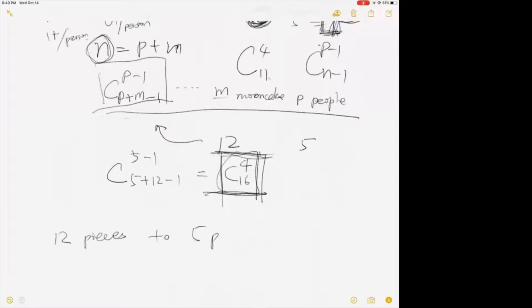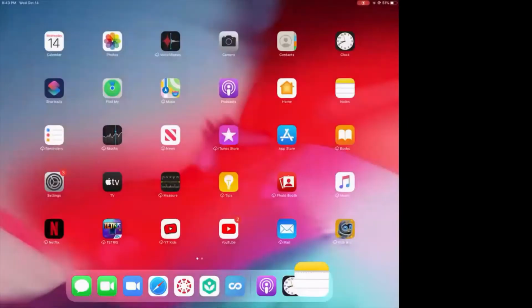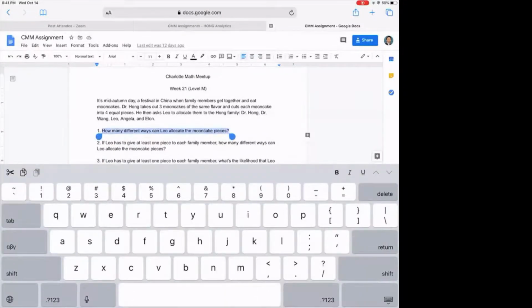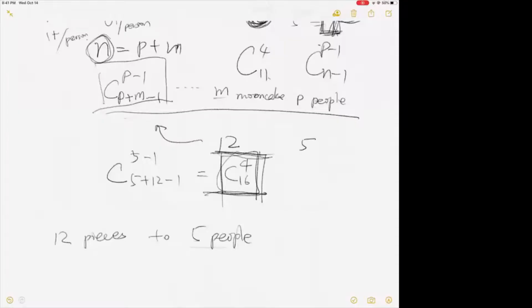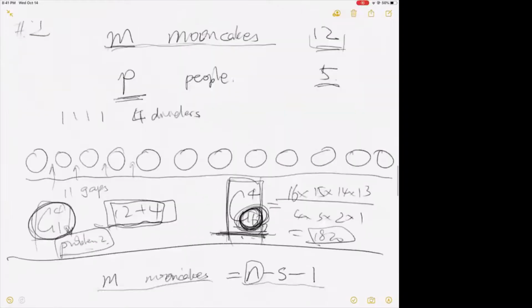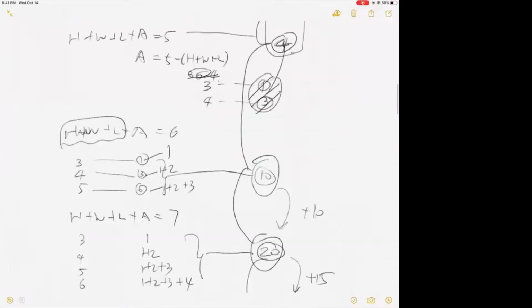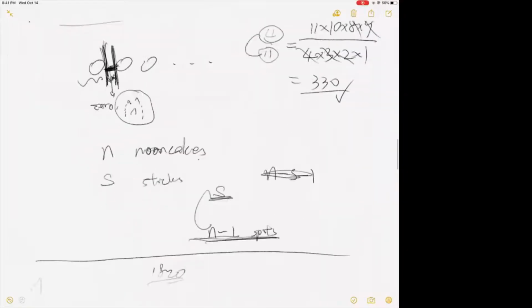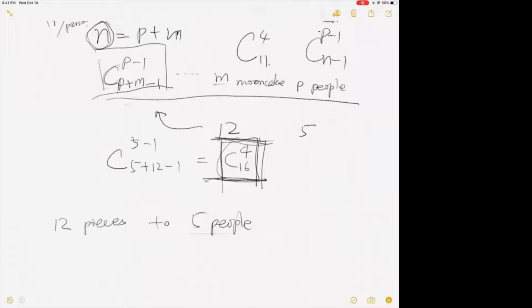And then if you go back to problem number 1, I said it's 12 pieces to 5 people. I didn't add any constraint. I didn't say everyone will have at least one. Look at problem number one. There's no constraint. I just say how many different ways can Leo allocate this mooncake. So allocating that 12 is a similar analogy of allocating these 7 mooncakes to people so that they may get zero. Instead of allocating 7 here, we're allocating 12 here. That's what Kyle did with the algebraic way of deriving that equation: C of number of people plus number of mooncakes minus 1, choose number of people minus 1, which is the number of dividers.